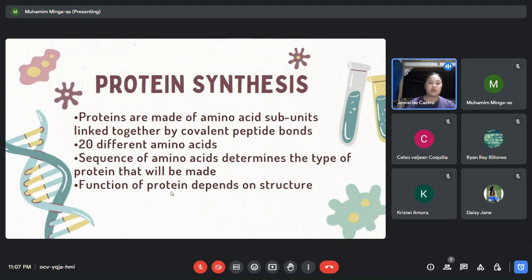So there are 20 different amino acids. The sequence of amino acids determines the type of protein that will be made, and the function of a protein depends on its structure. Next slide, please.